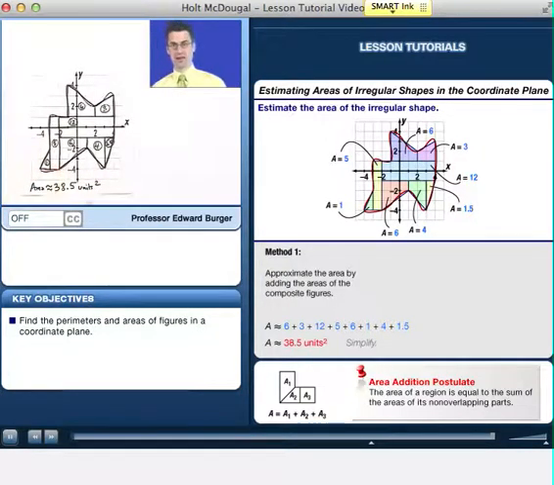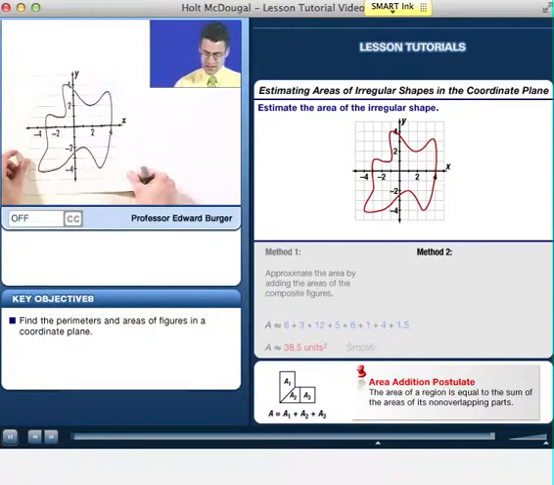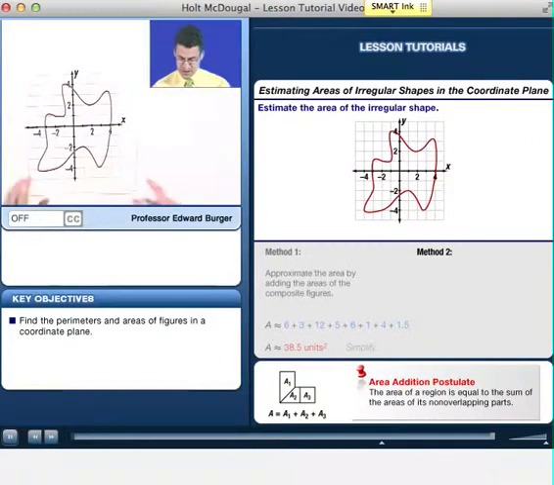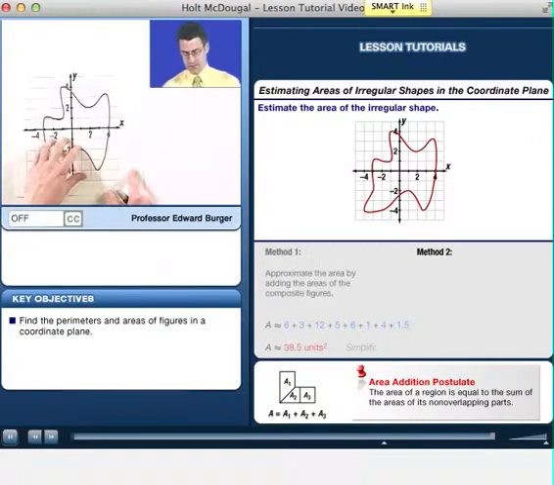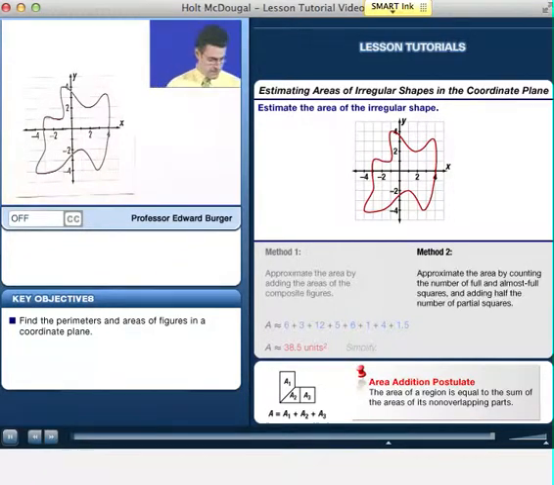So that's one way. Now let me show you the other way, which is a lot faster. Instead of cutting things up into shapes, let's just count which squares are completely or nearly completely inside the thing, and then we'll count the ones that are sort of half in, half out. So let's count the inside ones. So completely inside. That square is completely inside, so that's area 1. 1, 2, 3, 4, 5, 6, 7, 8, 9.